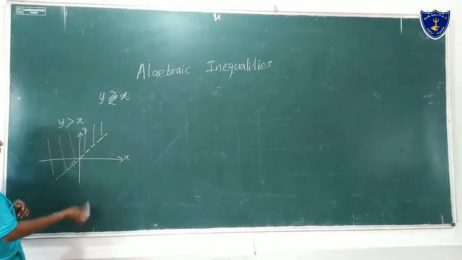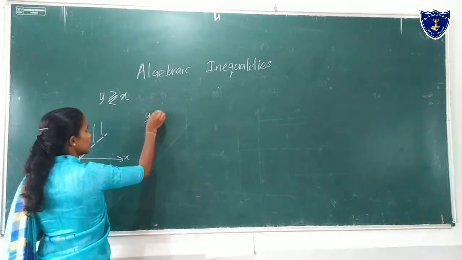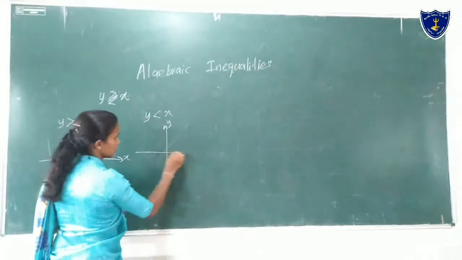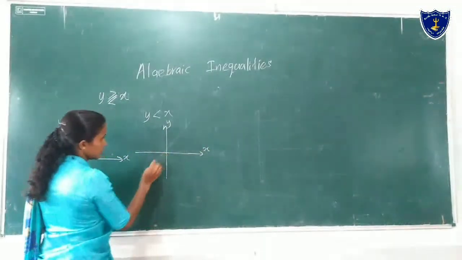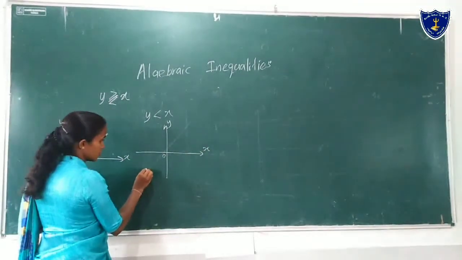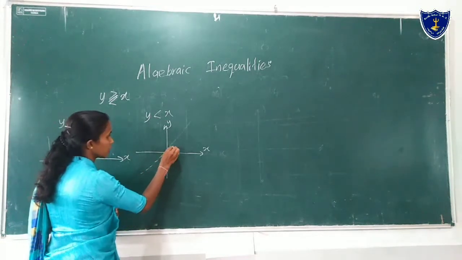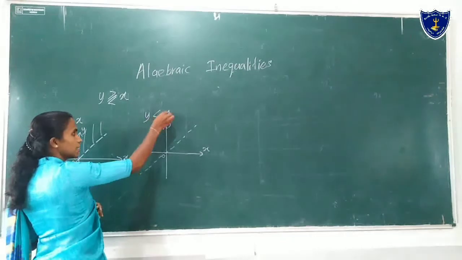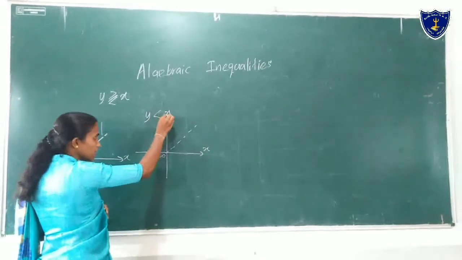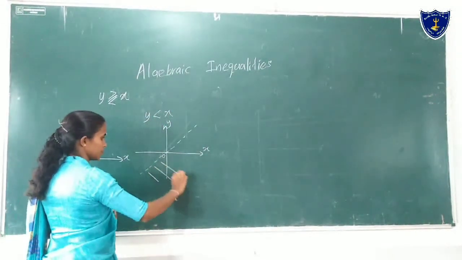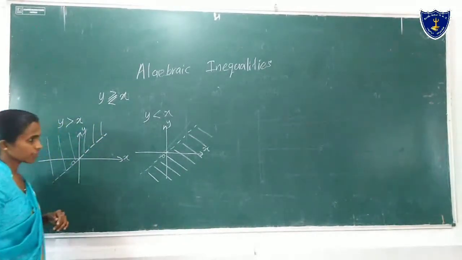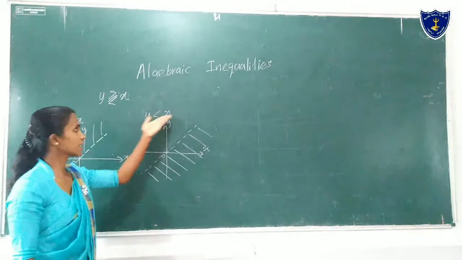Now y less than x. Here also you have to draw a dotted line because y is not equal to x. Here y less than x. This is the region y less than x. X is greater than y.